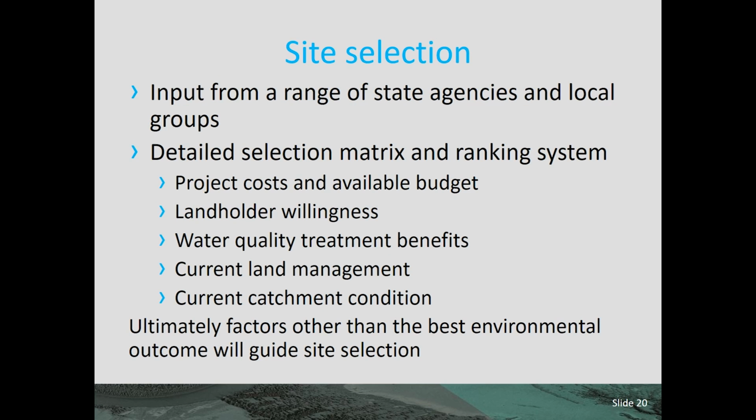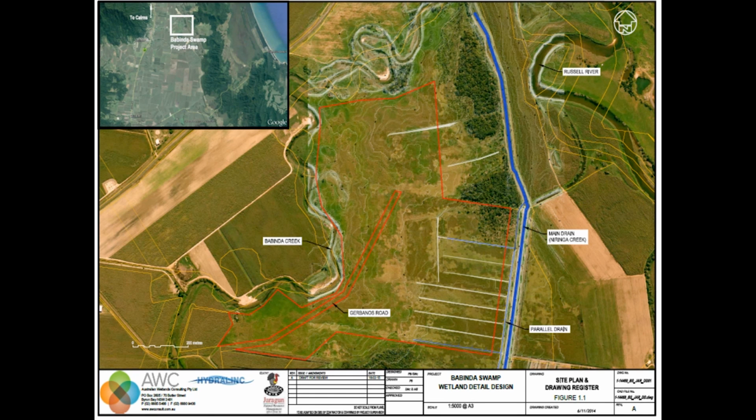Like I said, ultimately in my experience, factors other than the best environmental outcome will guide where the site is. This is the big main drain. This is the Russell River through here. It was a huge big drain with levee walls on either side. Then we had a typical cane drain farming situation where you had a lot of parallel drains feeding into another drain, feeding into the main drain, all with floodgates everywhere.